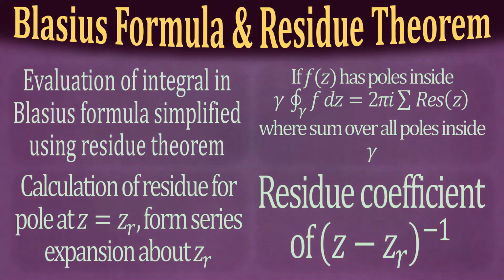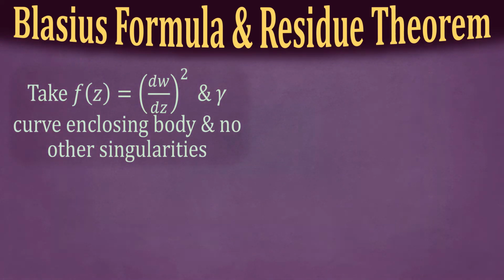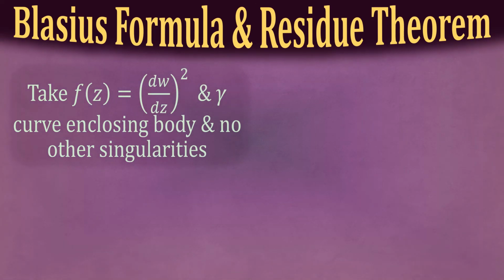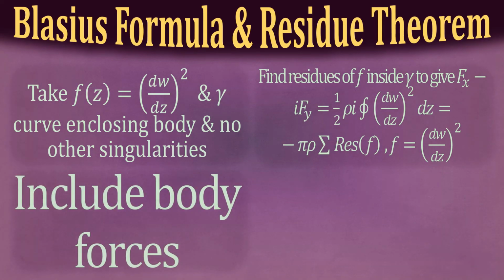Take f(z) to be equal to (dw/dz) squared and gamma to be a curve enclosing the body and no other singularities. Find the residues of f inside gamma to give Fx minus iFy equal to a half rho times i times the integral of (dw/dz) squared dz, which is equal to minus pi times rho times the sum of the residues of f, where f is equal to (dw/dz) squared. Note that we can also include body forces.